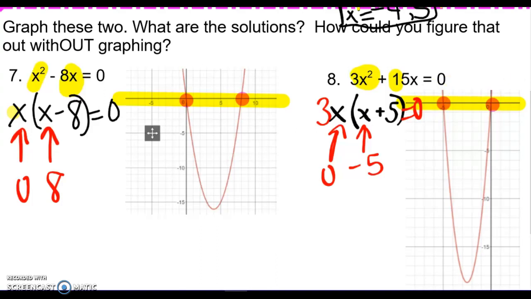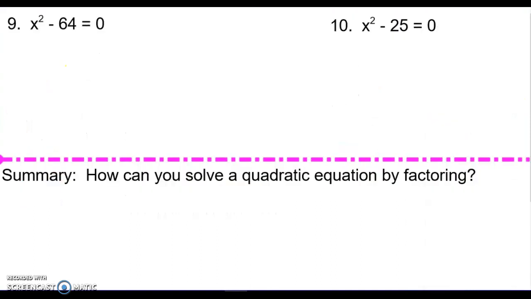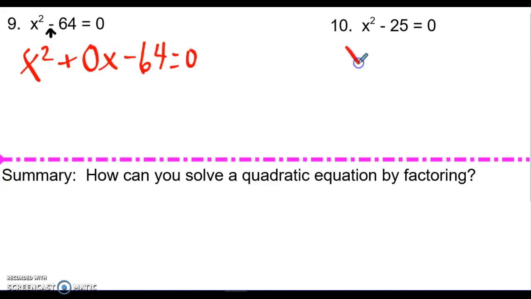All right, last but not least, I want you to try 2 more. Oh man, x squared plus 64. Where did the middle go? What is in the middle? Could I solve that as x squared plus 0x minus 64 equals 0? Could I do this one as x squared plus 0x minus 25 equals 0? Try it, see what you get. Try to do it without graphing and come back to me in a moment.